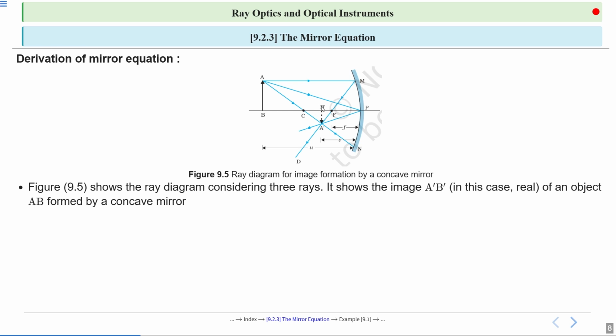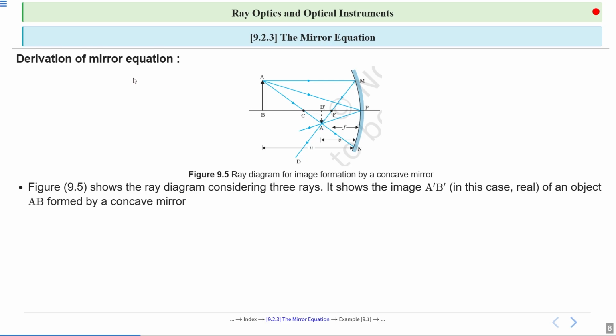Okay, so why is this image small sized? Because the object is placed beyond C. We will discuss different cases where the object will be placed and what nature of image will be formed. So this object AB is placed beyond C, so the image is formed between focus and center of curvature. If the object is placed at infinity, then the image will be formed at focus. If the object is placed at C, the image will be formed at C. If the object is placed between focus and center of curvature, then the image will be formed beyond C.